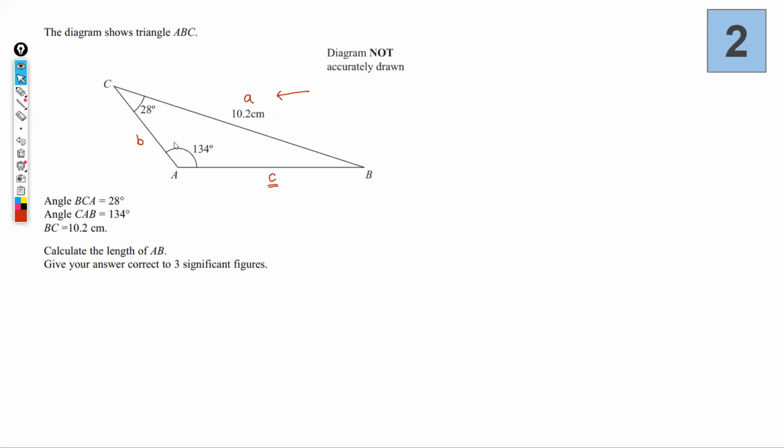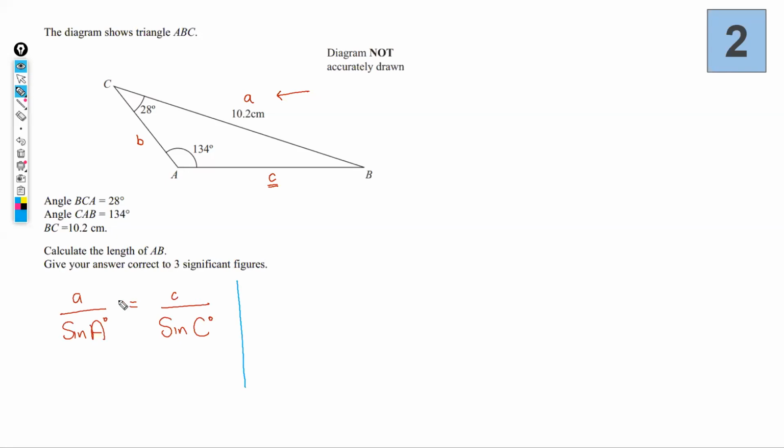Well, we said we would throw away the B's because the B's are useless in this question. So it's a on sine capital A is equal to c on sine capital C. So we throw away the B's. So what do we do now? Substituting the values.